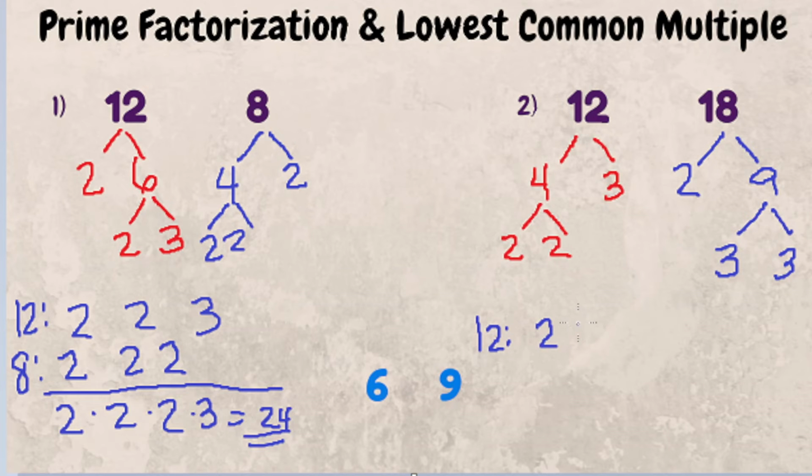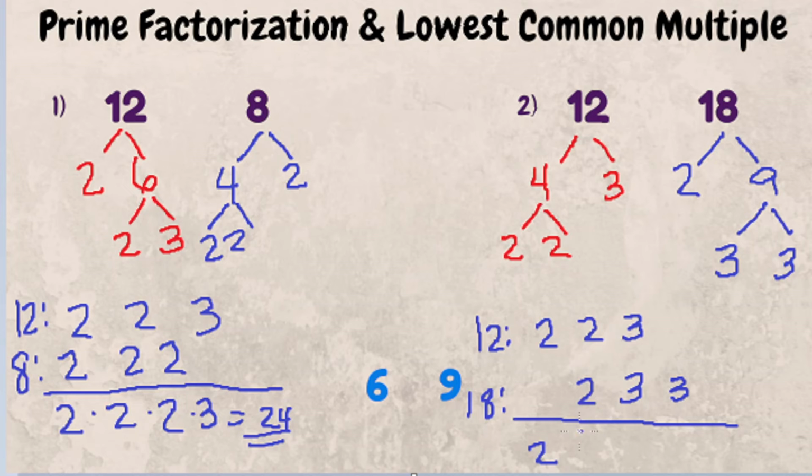Let's set up our table. We have 2 times 2 times 3 for 12. And then for 18, we have 2 times 3 times 3. This column we have a 2. This column we have a 2. This column we have a 3. This column we have a 3. We multiply them all together. 2 times 2 is 4, times 3 is 12, times 3 is 36. 36 is our lowest common multiple.